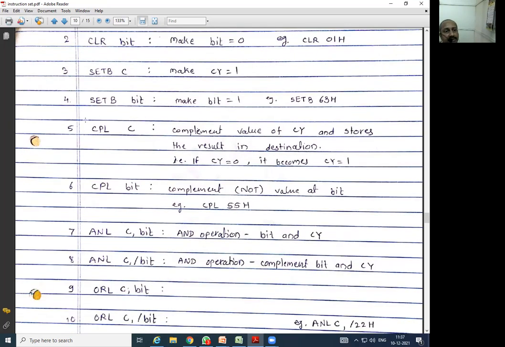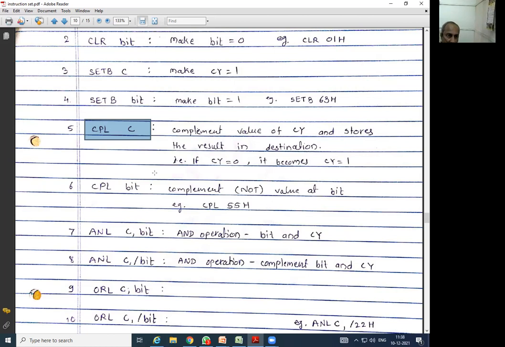The next one is CPL C. C means carry. Complement the value of carry and store the result in the destination. That means if carry is 0, then after this instruction it will automatically become 1. If it is 1, will it stay 1? No. If it is 1, it will get complemented, that is, it will become 0. That is also there with this instruction.